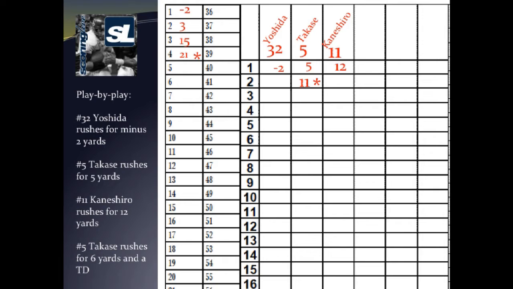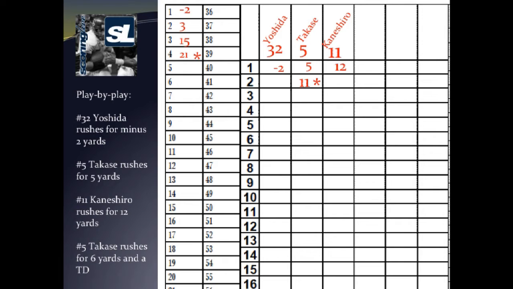Next play. Quarterback Takase rushes for 5 yards. So Takase, we'll put number 5 since he's not here before. We're going to put 5, Takase here. He rushed for 5 yards. We're going to put him right here. In addition, we're going to add -2 to 5, and the net will be 3 yards.